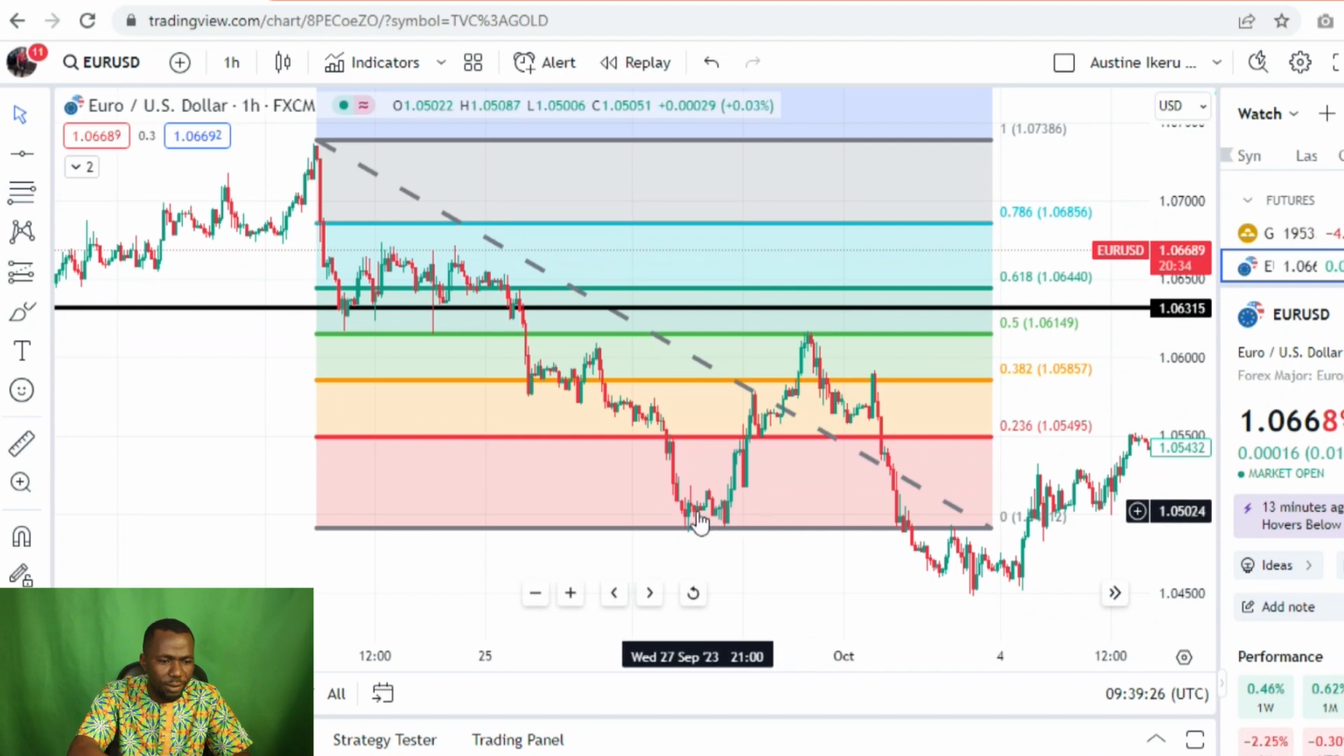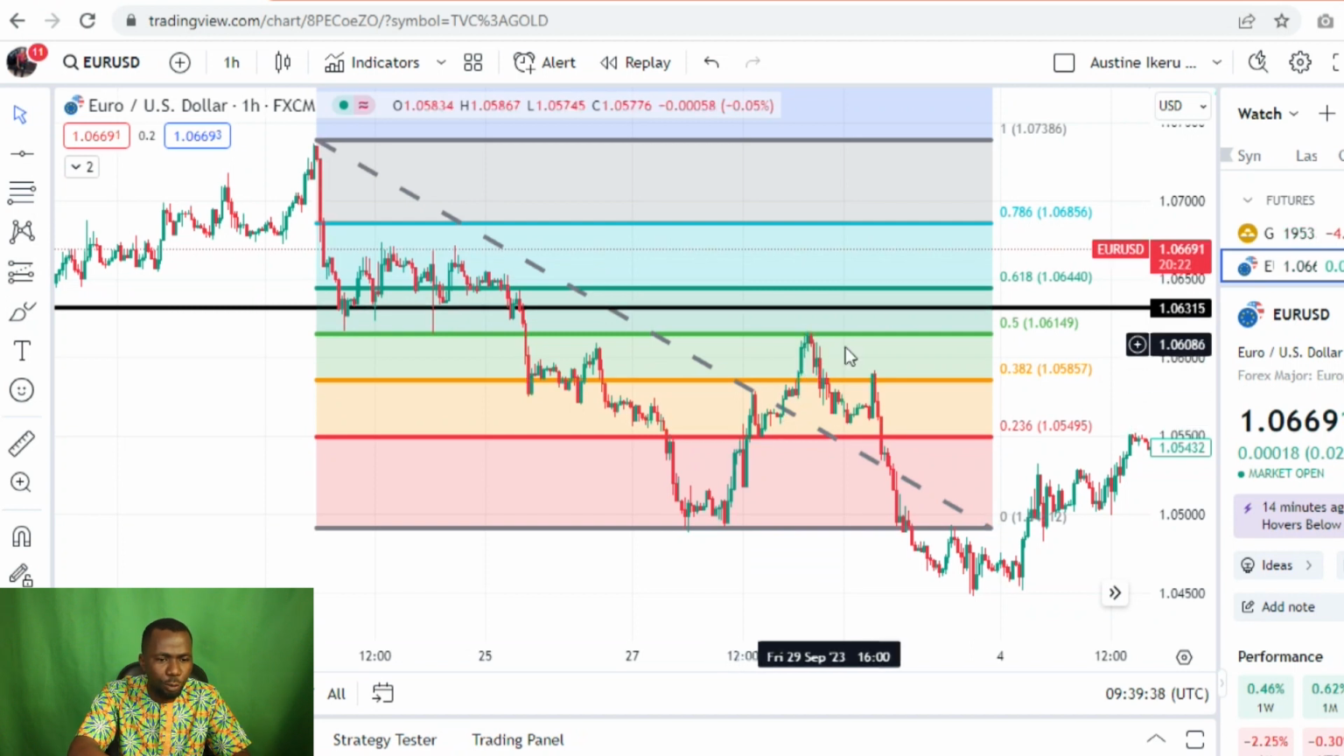So if you watch clearly, you see that the price went up, passed through the 0.236 level, then came to the 0.382 level. It passed through it. Then the price came to the 0.5 level, right? And the price is very close to the resistance level.